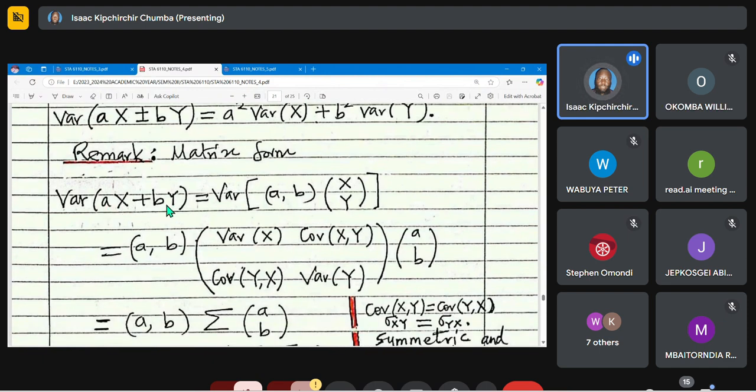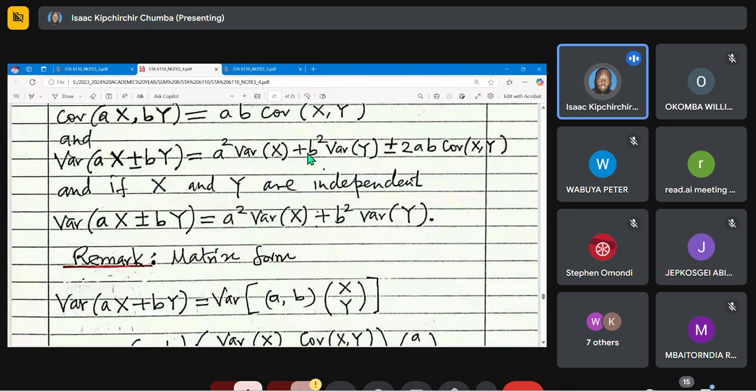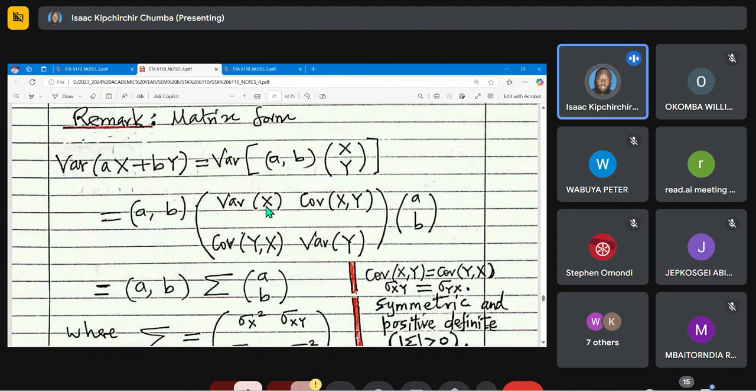See this ax plus by, I can write this as a row vector having the elements a and b, and this column vector having the elements x, y. These are random variables, so this is what we now call a random vector, a two-dimensional random vector. Now, the result on the right hand side can be expressed using matrices, using this matrix and these vectors.